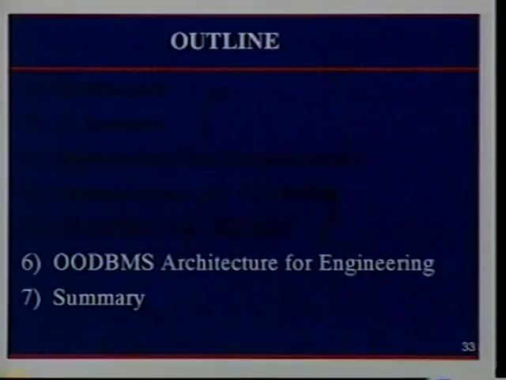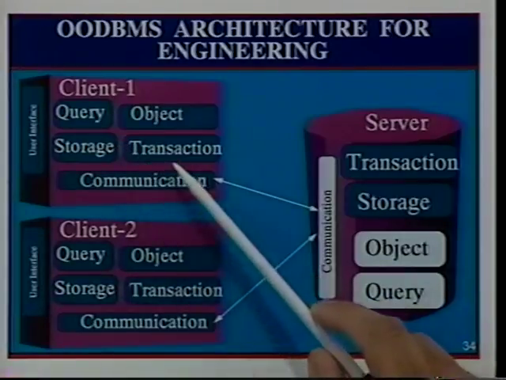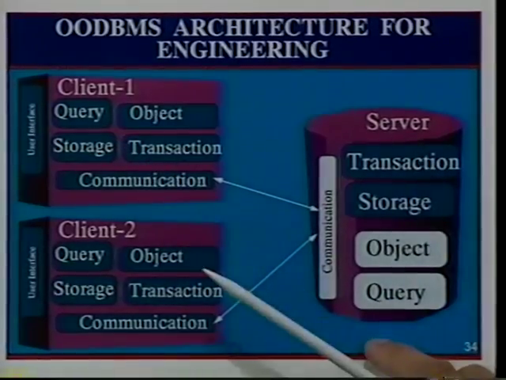Next, I will discuss object-oriented database architecture for engineering problem solving. And this is very similar to some of the architectures which are again found in the relational world, because many of the object-oriented database systems have been influenced by some of the work done in the relational database world. The architecture that you find most of the time is the client-server architecture. In the client-server architecture, we have clients which communicate through a centralized server.